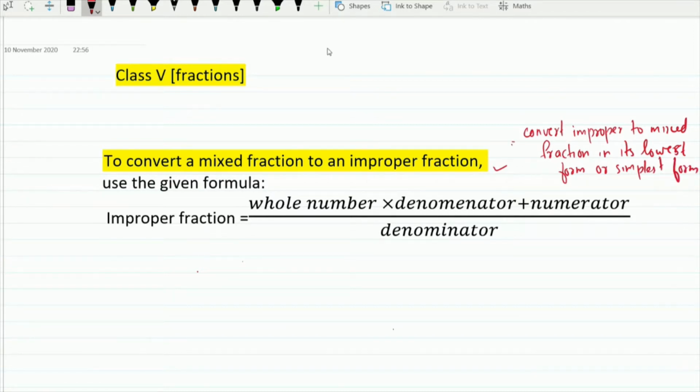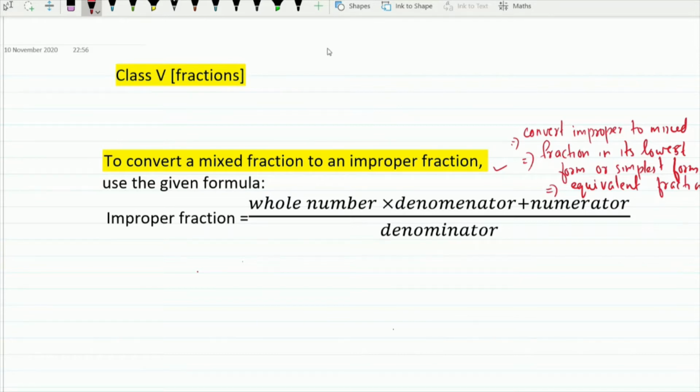Next one, equivalent fractions. How to write the equivalent fractions of a given fraction? This all you studied last year. Equivalent fractions of a given fraction and problem solving.